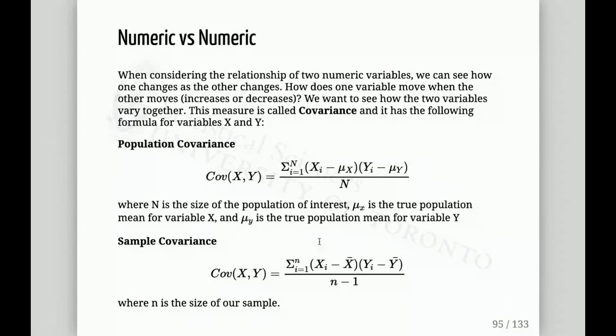And sample covariance, when you don't have the full population data, is very similar, but because you don't know what the population mean is, you replace it with x bar. And because you don't know what the population mean for the other variable is, you use y bar. And similar to variance, you divide by n minus 1 instead of n.